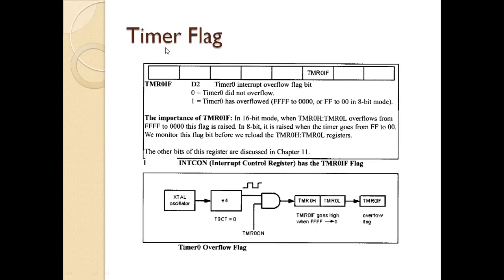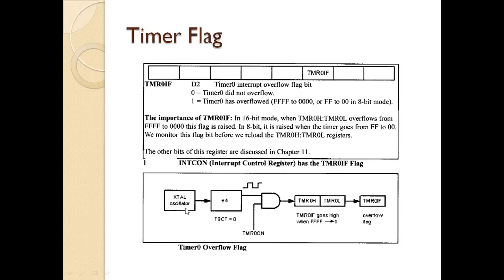Then the important thing: you require the flag. This is the polling method of writing the program. Since it is the 16-bit timer, TMR0 is 16 bit. So whenever the value is more than FFFF, then the overflow occurs. Until there is no overflow, the flag is 0. Whenever there is the overflow, the flag is 1. So by checking this flag, we can know whether the overflow has occurred or not.